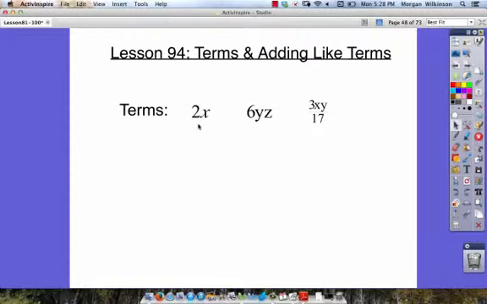We have 2x. That would be a term. 6yz, that's another term. We have 3xy over 17. That could be a term. If we had a number like, let's say 14, just 14 by itself, that could be a term. Now if we had a problem like 2x plus 14, well, that's made up of two terms, because we have our first term of 2x and our second term of 14.